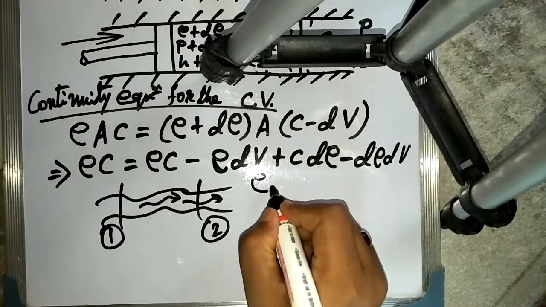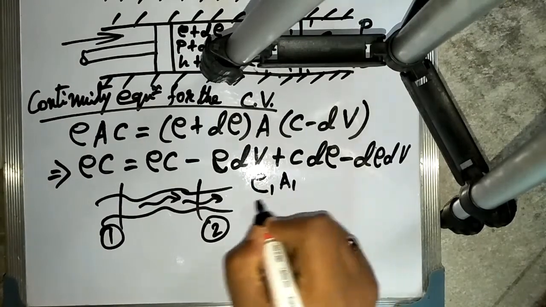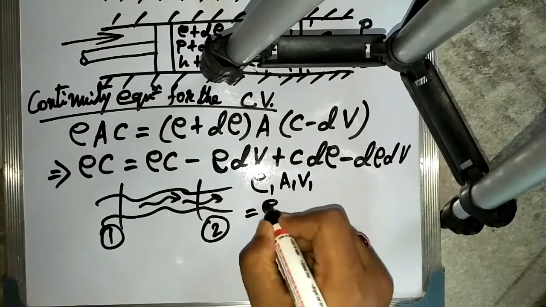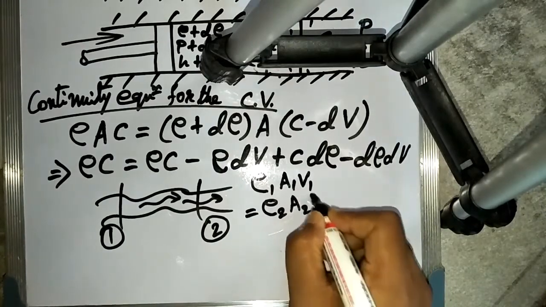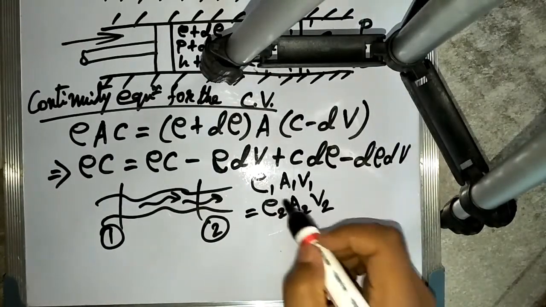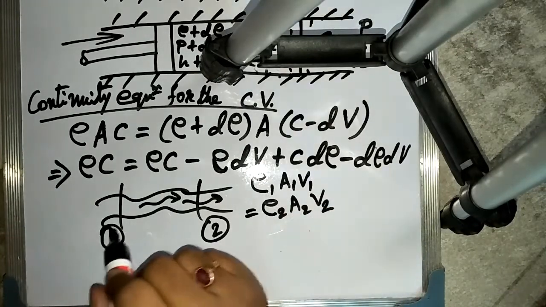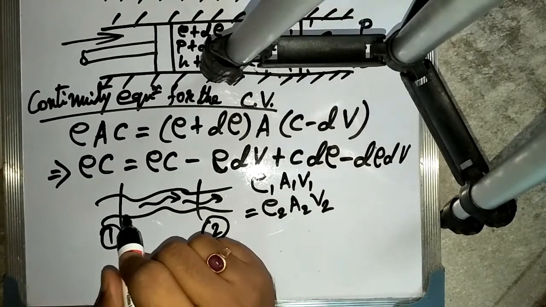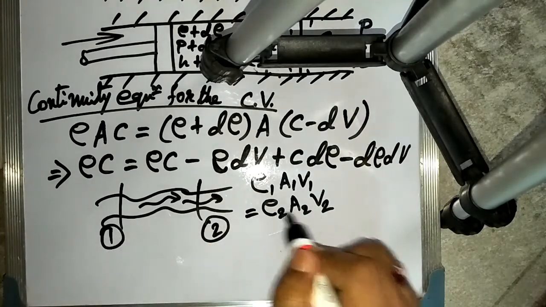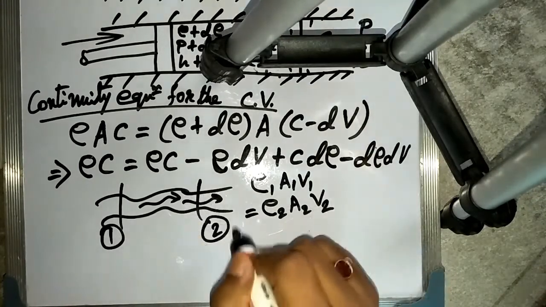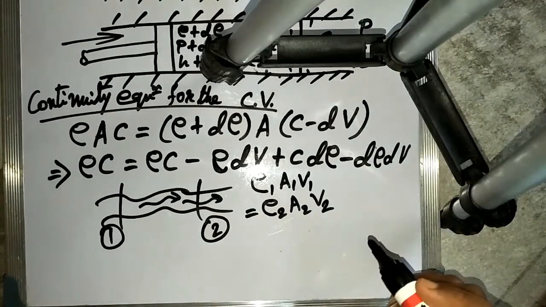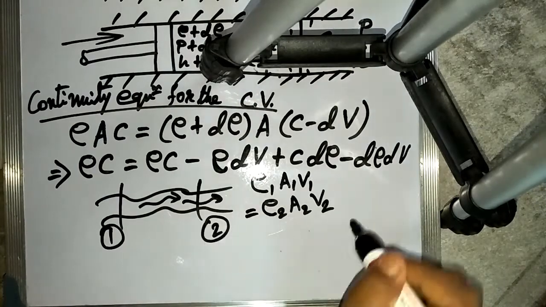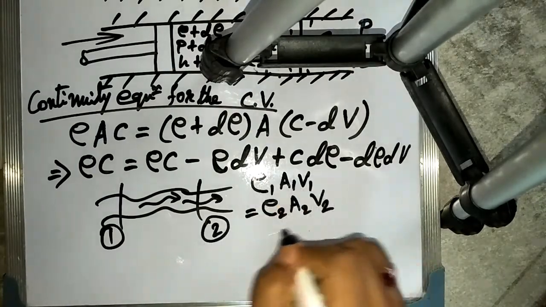That means we can write rho 1 A1 v1 is obviously equal to rho 2 A2 v2, where rho 1 is the density at point 1, A1 is the cross sectional area at point 1 and v1 is the velocity at point 1. Similarly rho 2, A2 and v2 are the density, area and velocity at point 2. So this is the continuity equation.